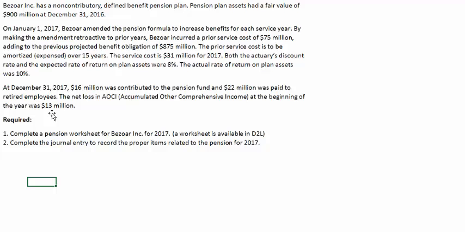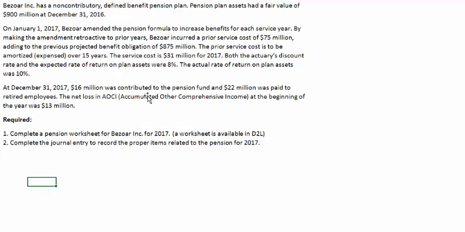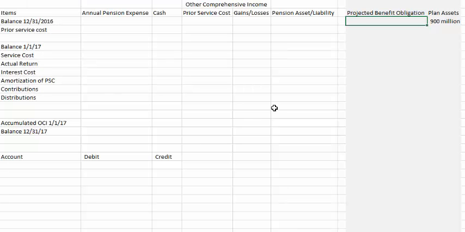The plan assets have a fair value of $900 million at December 31st of 2016. So we have $900 million that are not the projected benefit obligation, but the plan assets. And we need to know what the projected benefit obligation is at that same period in time, the end of the year. So the projected benefit obligation, you've got to read all the way down to here. They tell us that before this company had a plan amendment, there was a projected benefit obligation of $875 million.